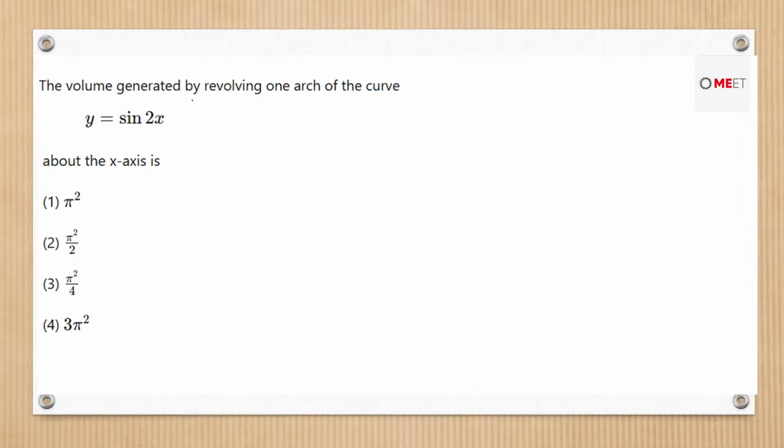The volume generated by revolving one arc of the curve about the x-axis. So formula for this is volume is equal to integral 0 to pi into pi into y square dx. That is, pi is constant that can be pulled out. This is y square, this would be sine square of 2x dx, 0 to pi, not pi by 2.